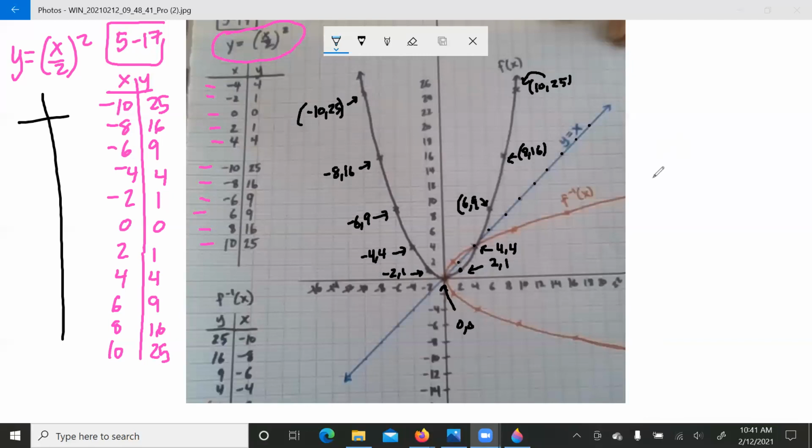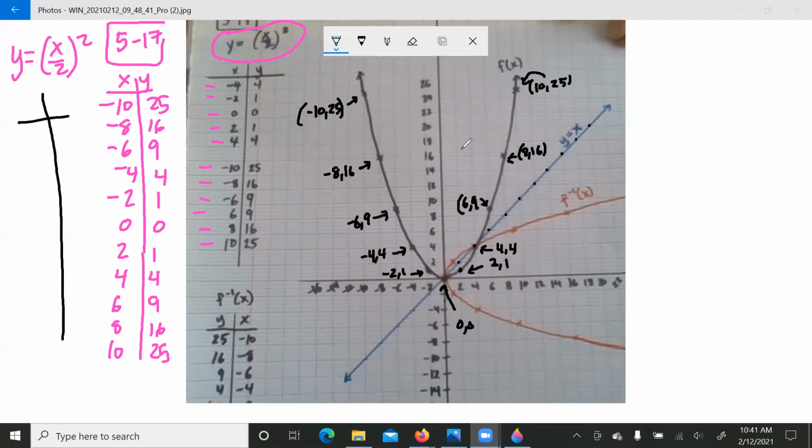Do we fold it vertically or horizontally? Nope, you don't fold it vertically or horizontally. You fold it diagonally down this line. Since this is the line of symmetry, you need to fold your paper down the y equals x line. And then this part is going to be on top. This part needs to be on top.